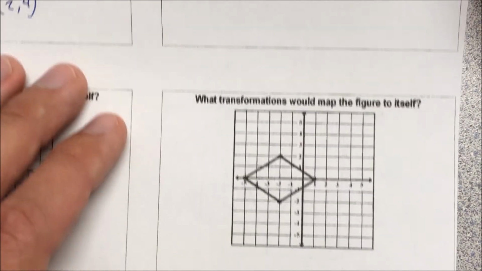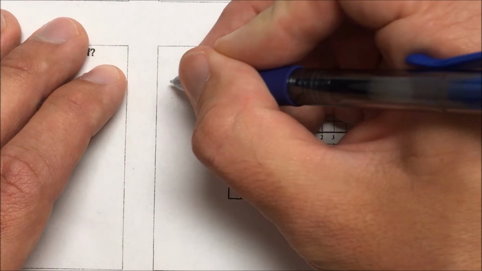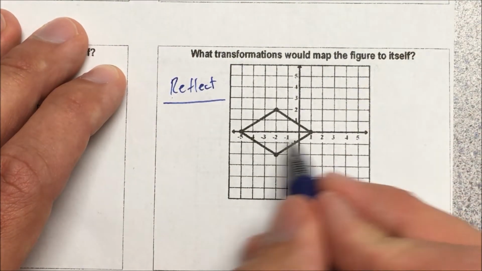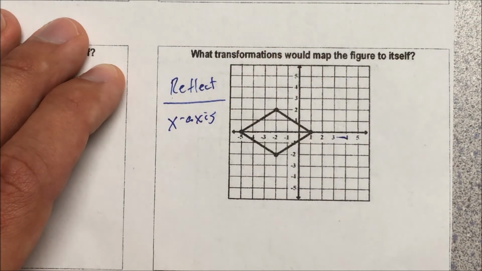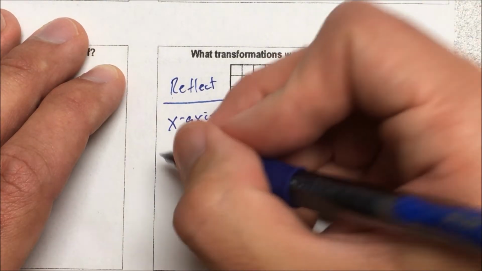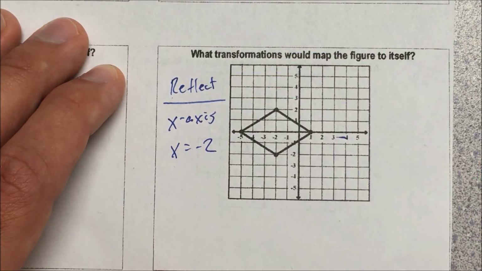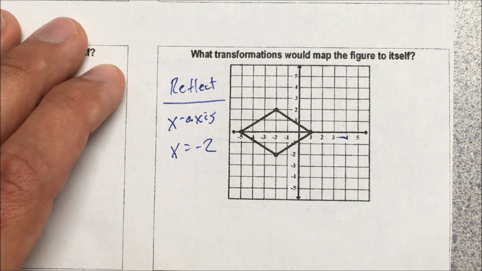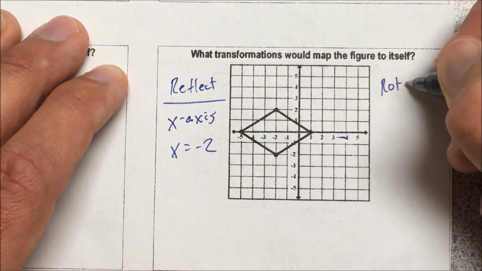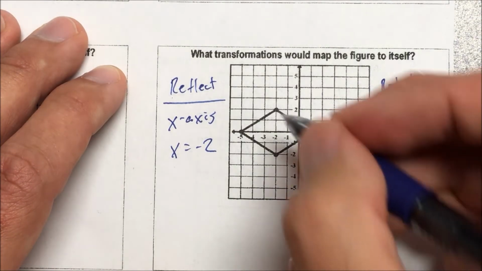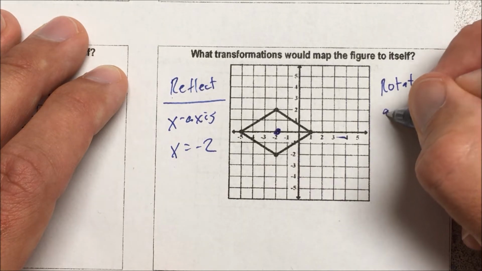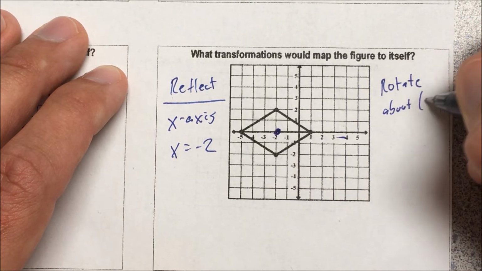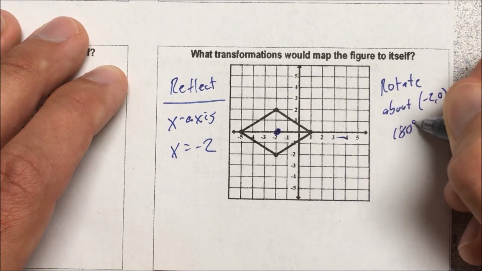Okay, let's look at this one. I can reflect this one. Let's just write the word reflect right here. I could reflect it over this line, the x-axis, and I could reflect it over, is that x equals -2? Both of those would map it to itself. And I could rotate it, just like the parallelogram and the rectangle beforehand. I could rotate it about this point 180 degrees. So rotate about -2, 0, 180 degrees.